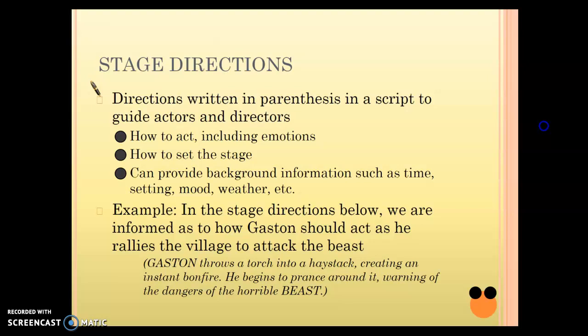These are stage directions. Gaston throws a torch into a haystack, creating an instant bonfire. He begins to prance around it, warning of dangers of the horrible beast.